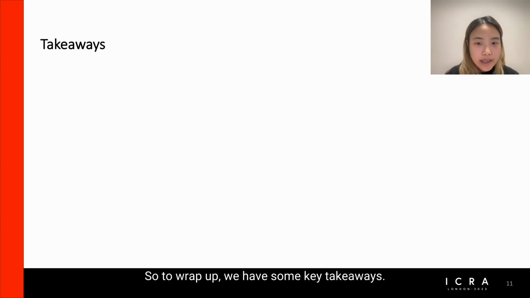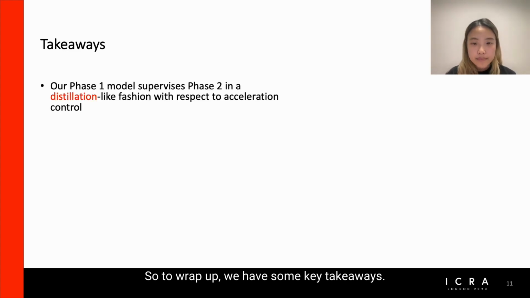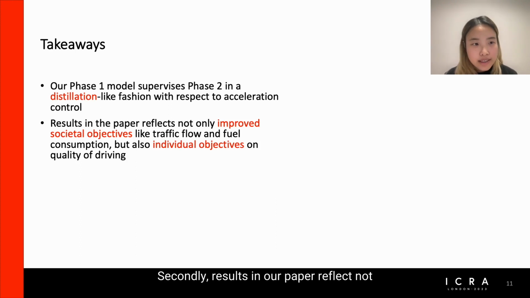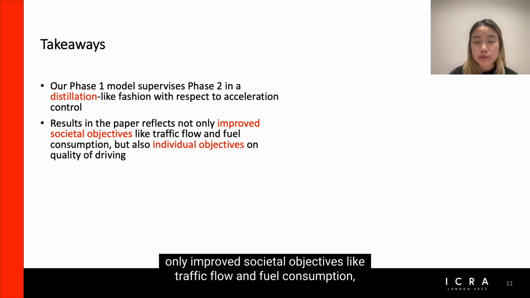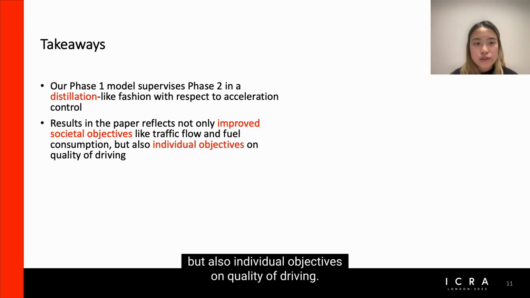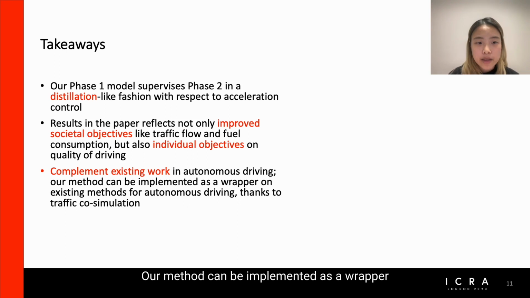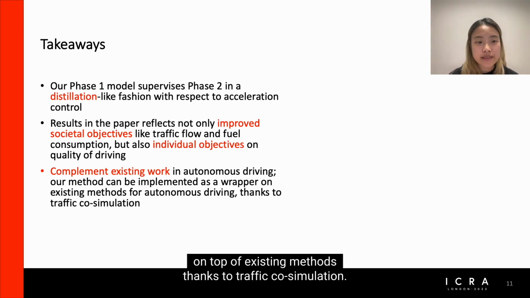So to wrap up, we have some key takeaways. First, our phase 1 model supervises phase 2 in a distillation-like fashion with respect to acceleration control. Secondly, results in our paper reflect not only improved societal objectives like traffic flow and fuel consumption, but also individual objectives on quality of driving. And lastly, our method complements existing work in autonomous driving. Our method can be implemented as a wrapper on top of existing methods thanks to traffic co-simulation.